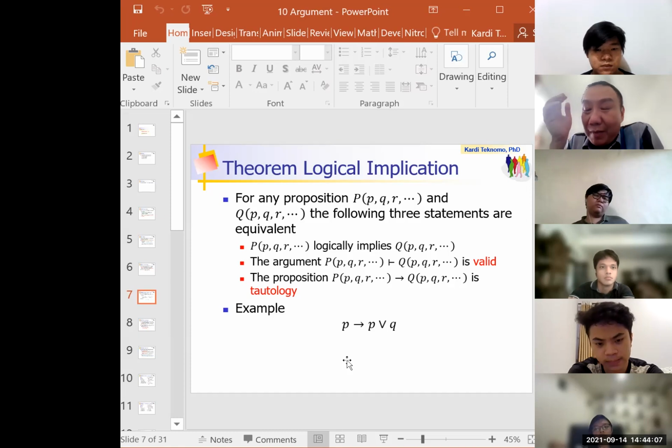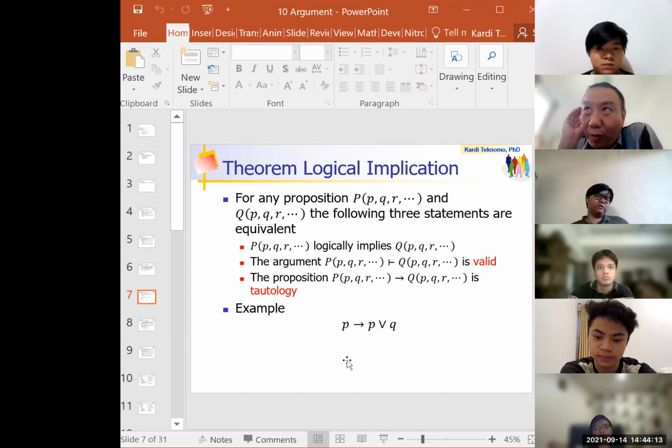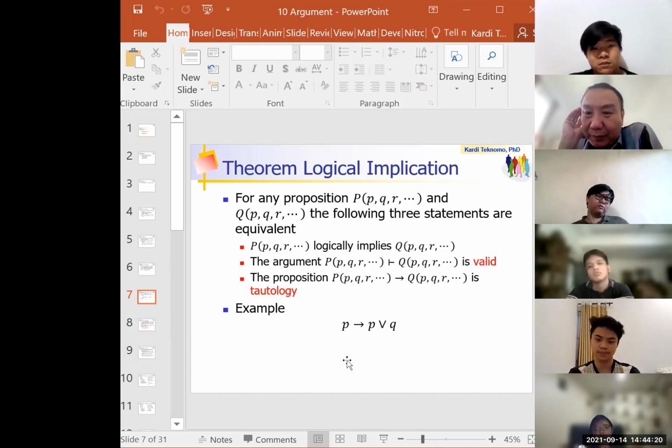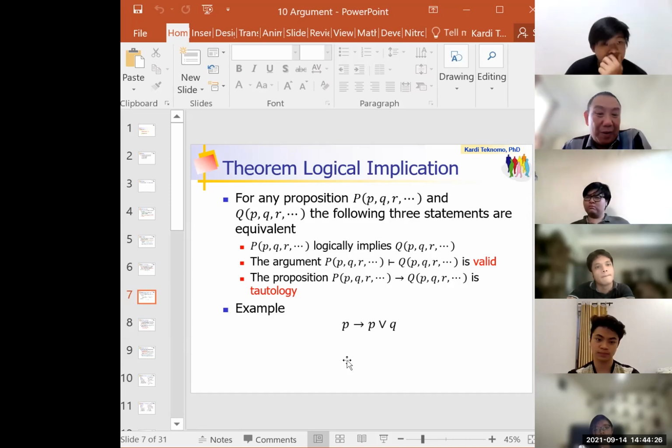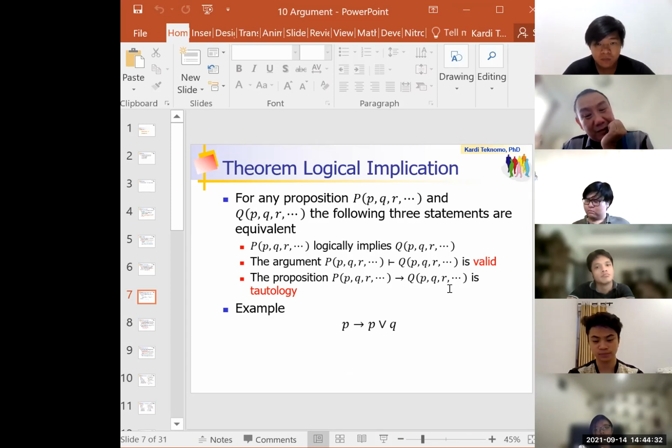Let's make the P true, Q false, or P false, Q true. Is it only two? How many possible values of P or Q? Oh, maybe we should check. Should I? Okay, anyway.